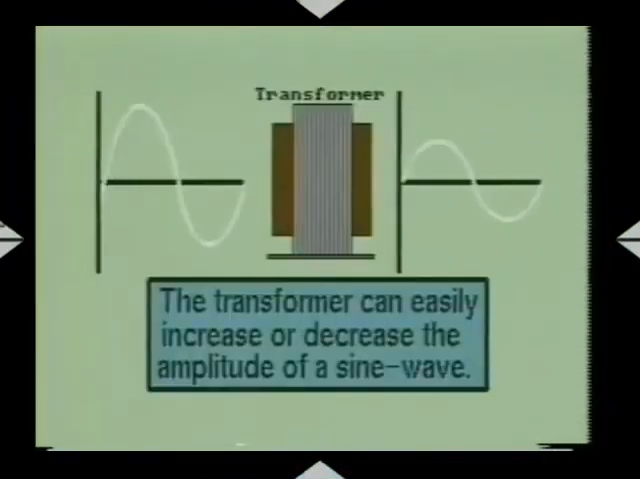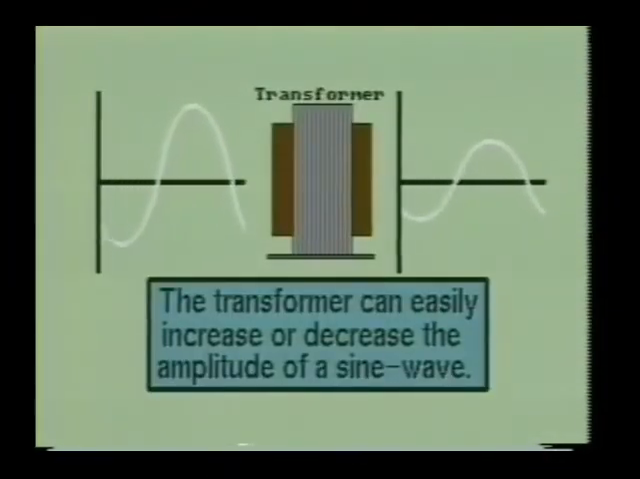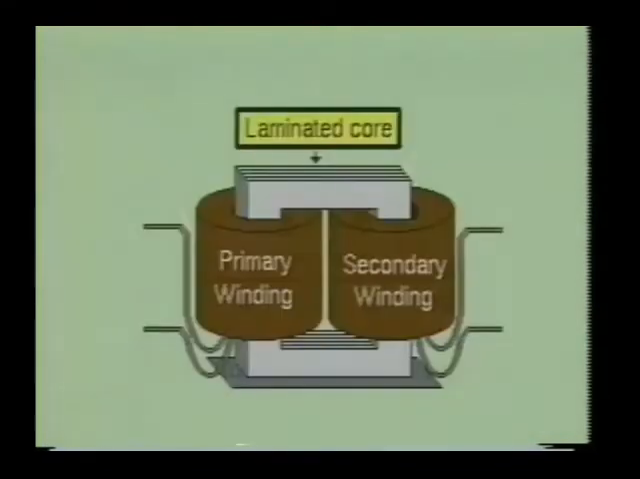At the beginning of our program, it was mentioned that one of the outstanding advantages of the AC sine wave was the ease with which it could be transformed in magnitude. The voltage can either be stepped up or stepped down with the use of a transformer. Transformers will usually have two or more windings. One winding is called the primary winding, and the second winding becomes the secondary winding.